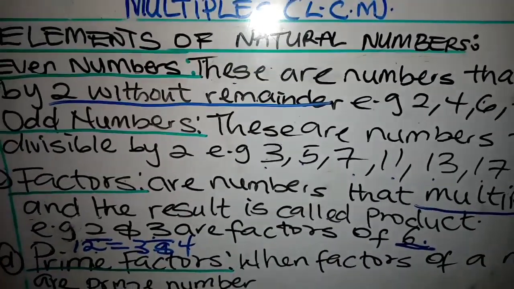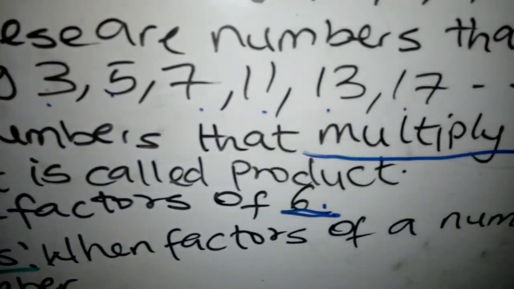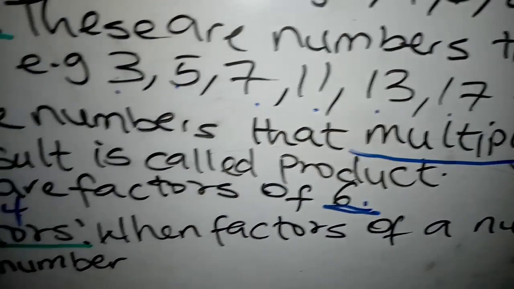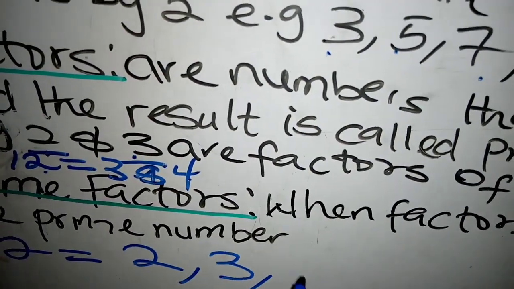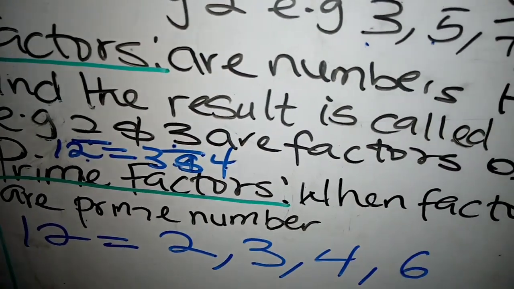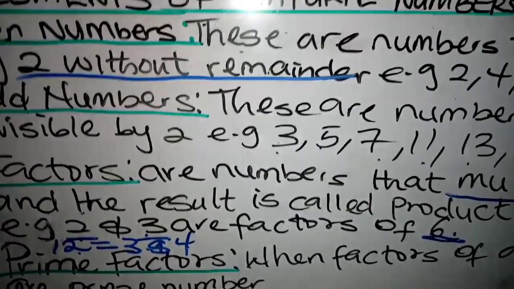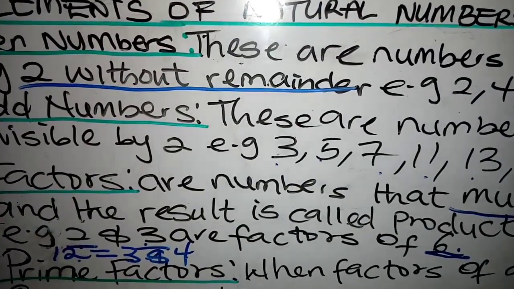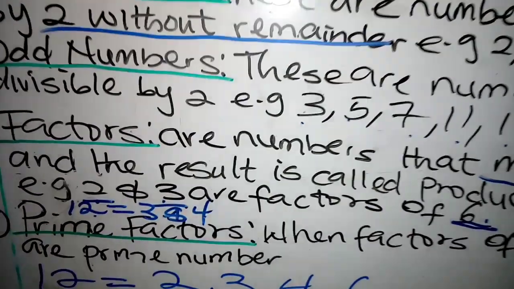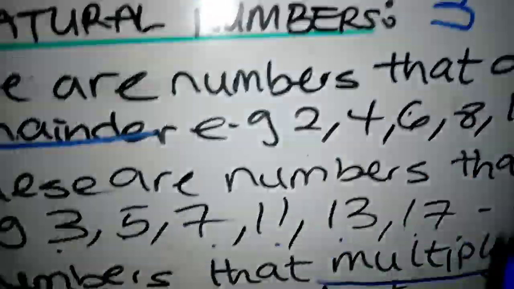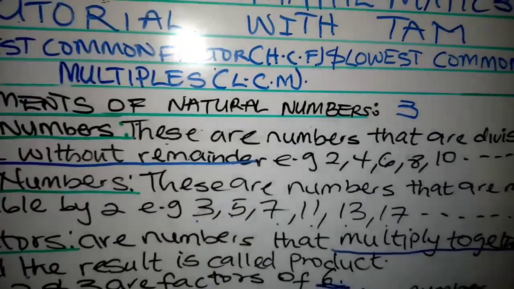Prime factors. When factors of a number are prime, for example, let's say 12, we have factors of 12. We have 2 can be a factor of 12, 3, 4, 6. These are factors of 12. Now, prime factors, let's talk about prime numbers. Prime numbers are numbers that can only be divisible by 1 and itself. For example of a prime number, we have 3. It's only 3. 3 can only divide 3. There's no other number that can divide 3.